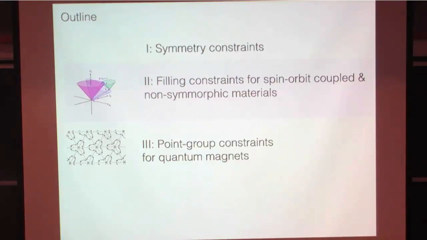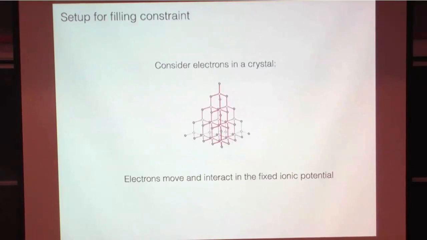Okay, so the setup for the filling constraints is very general. We just have electrons. They're in a crystal. They're allowed to move around, so it's not just a magnetic model, but I'm going to assume the ionic potential is just fixed.